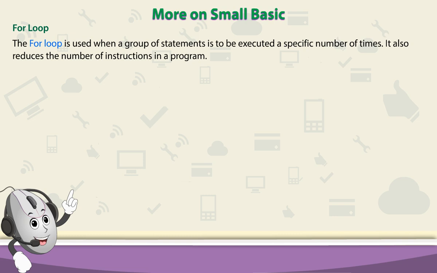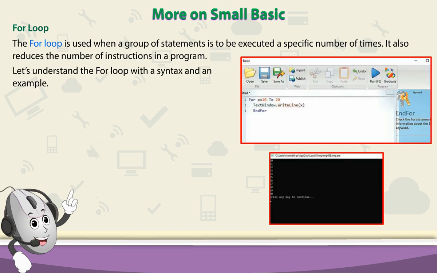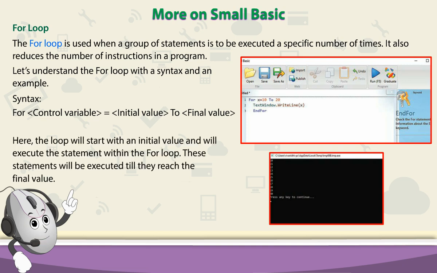For loop. The for loop is used when a group of statements is to be executed a specific number of times. It also reduces the number of instructions in a program. Let's understand the for loop with a syntax and an example. Syntax: for control variable equals initial value to final value. Here, the loop will start with an initial value and will execute the statements within the for loop. These statements will be executed till they reach the final value.